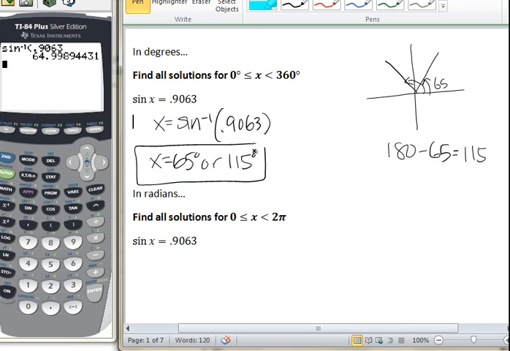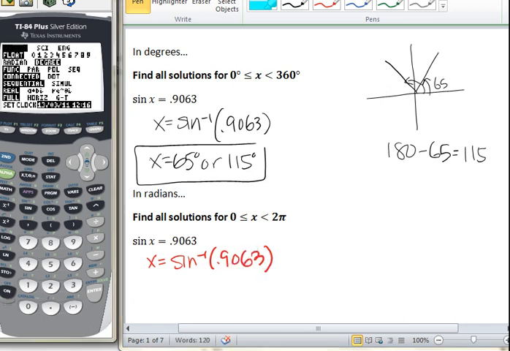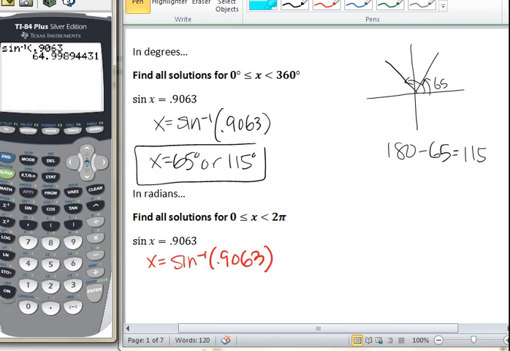Now, let's do this in radians. I'm going to do that in a different color here. Basically it's the same thing. My x is equal to inverse sine of 0.9063. So what I need to do first is change my calculator into radian mode. And now it's in radians. Then I do exactly what I did before, inverse sine of 0.9063, and that gives me that x is equal to 1.13.